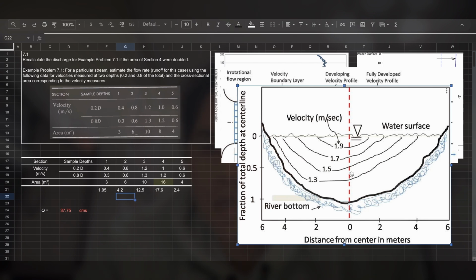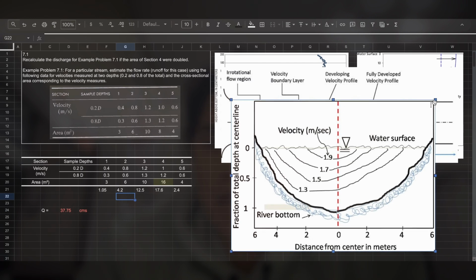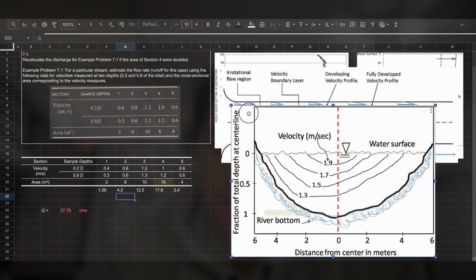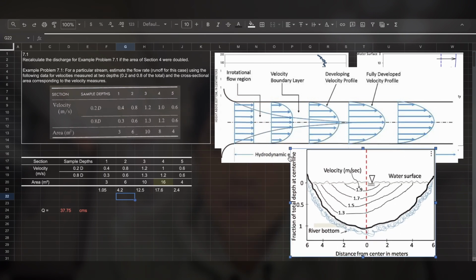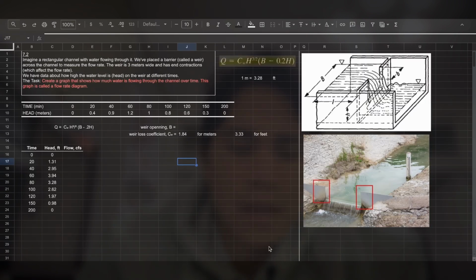So you will see an exercise similar to this graph in the next video. But this is just so you understand that velocity in a river channel varies depending on where it is in the channel. So that's a conceptual part about water flow velocity. Let's move on to the next problem.